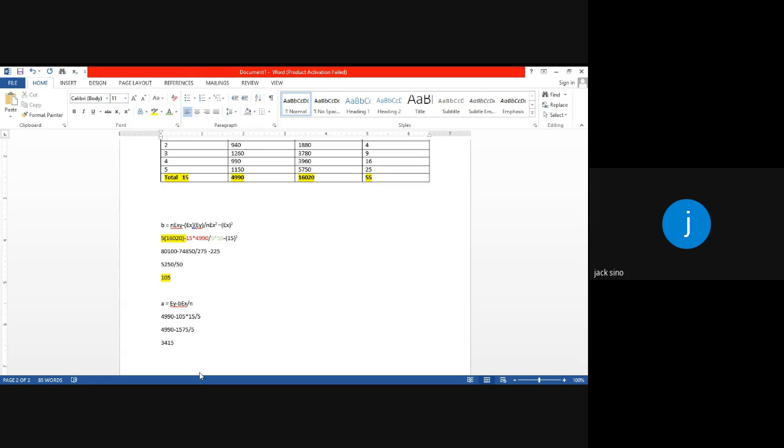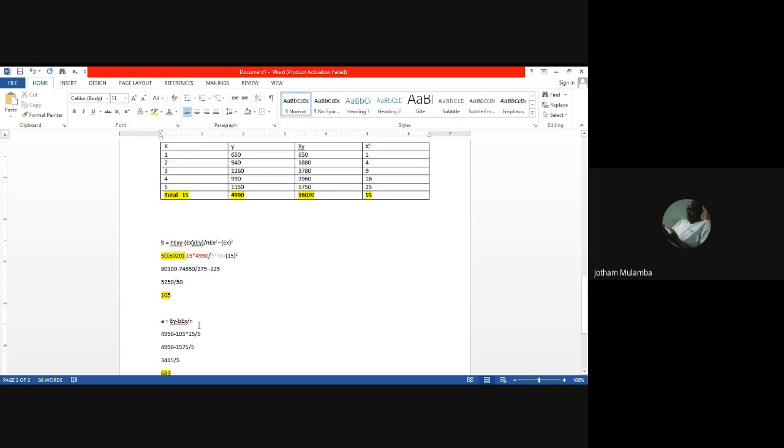Now this value, we divide it by 5 so that we get A. 683. Thank you. So now we have A, we have B.